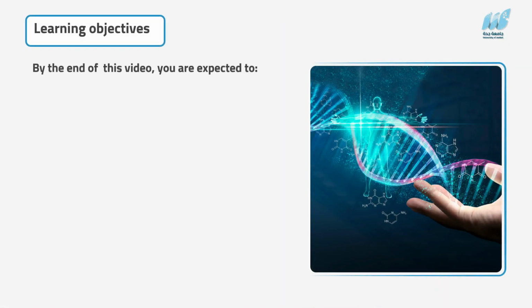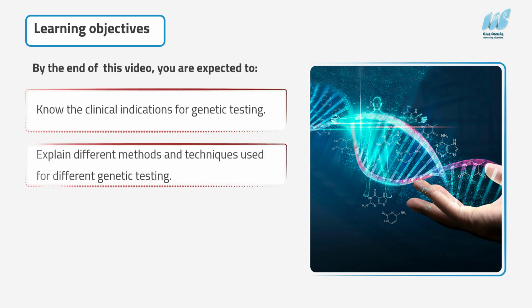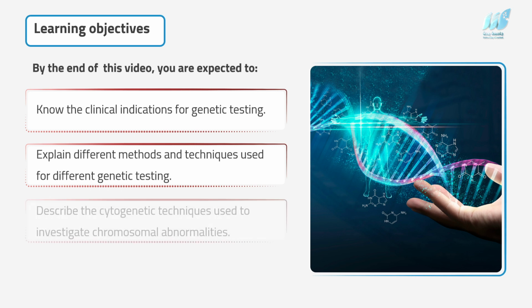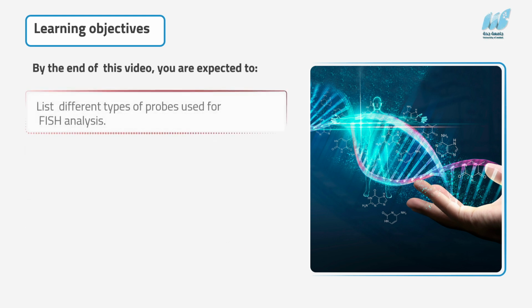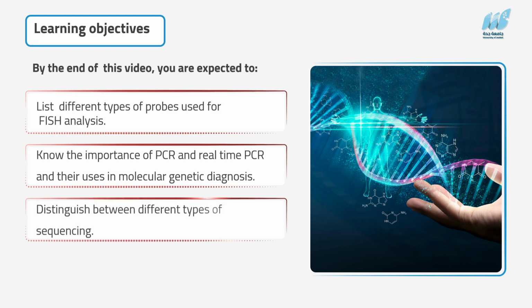By the end of this video, you are expected to know the clinical indications for genetic testing, explain the difference, method, and techniques used for different genetic testing, and describe cytogenetic techniques used to investigate chromosomal abnormalities. You will also know the different types of probes used for FISH analysis. You will know the importance of PCR and real-time PCR and their uses in molecular genetic diagnosis. You will also distinguish between different types of sequencing.